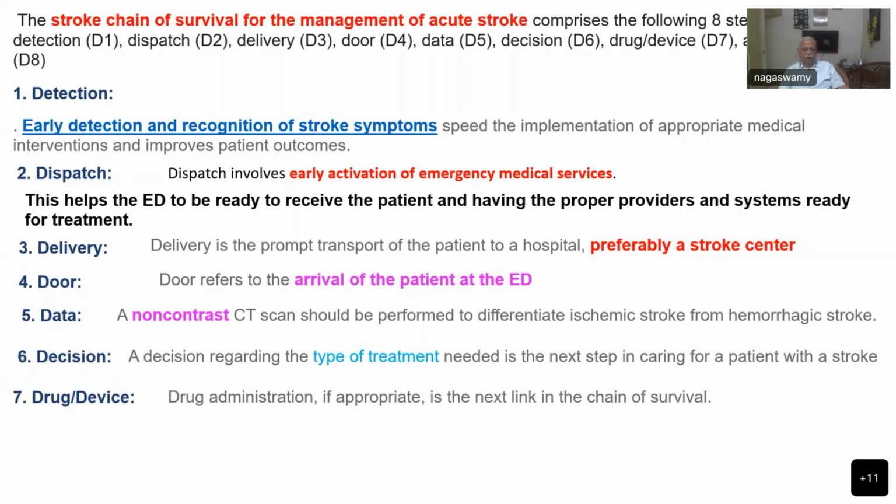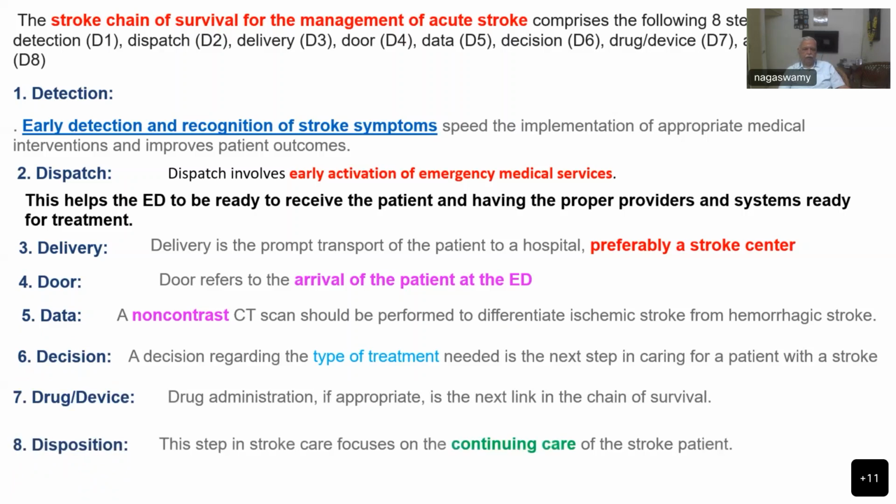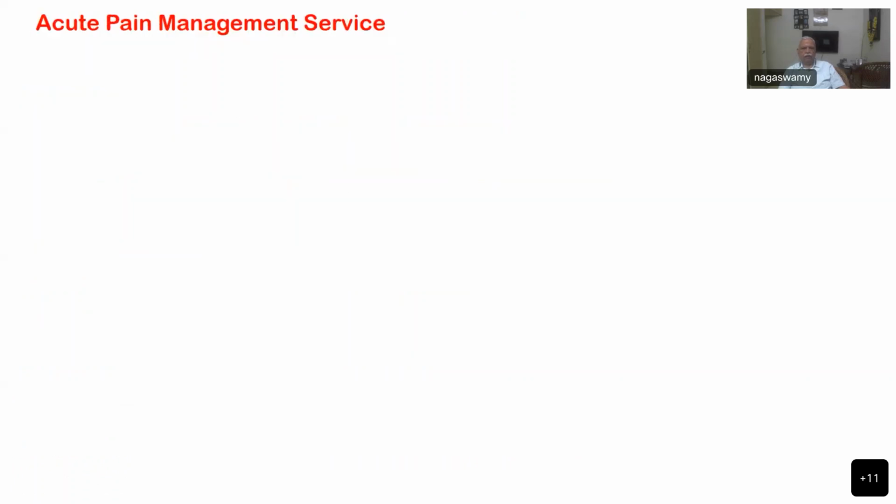Drug or device. If drug administration is appropriate, that is the next link in the chain of survival, or whether you can go for interventional therapy. That is the 7th, drug or device. Disposition. This step in stroke care focuses on the continuing care of the stroke patient. So if you remember these 8 points, most of your answer will be covered.